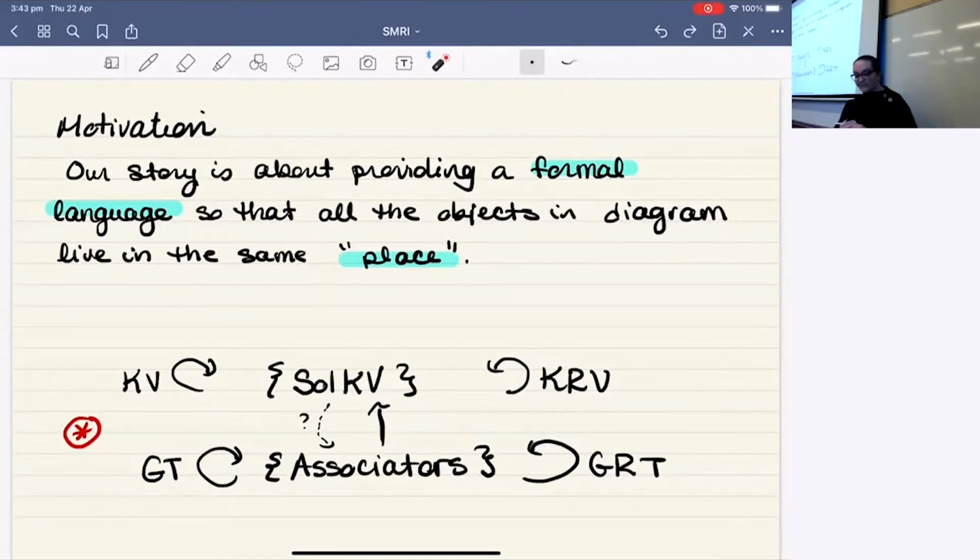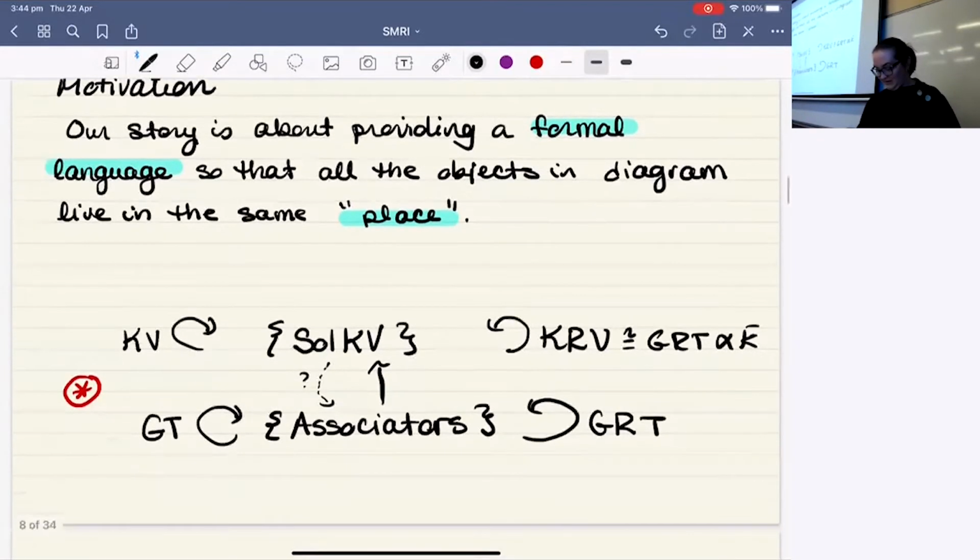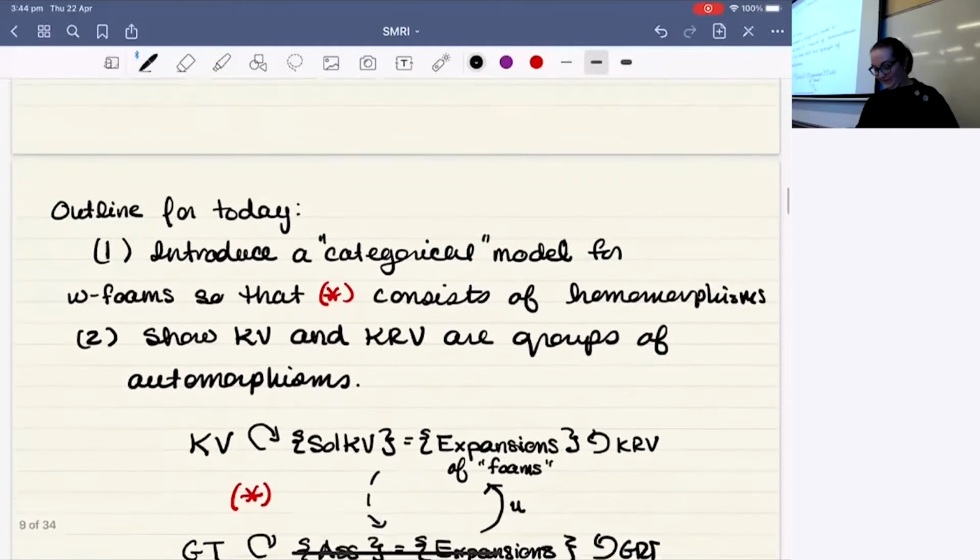Our ultimate goal, which I didn't write down, is to show there's a conjecture, in fact, that this group KRV is a twist of GRT. In other words, every Kashiwara-Vergne solution is just an associator plus a twist. And a twist is literally a multiplication by the field K. So that's the ultimate goal from setting this in one place. Can I make a homomorphism and split it off? I still do not know the answer to that, so we won't say it today.